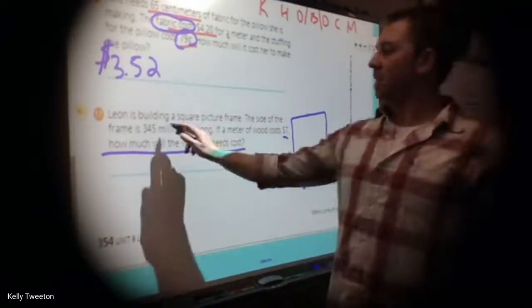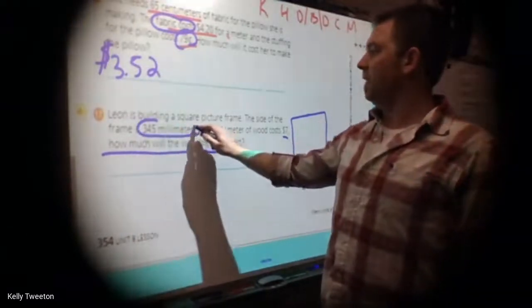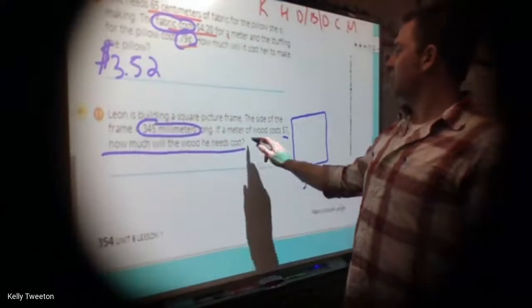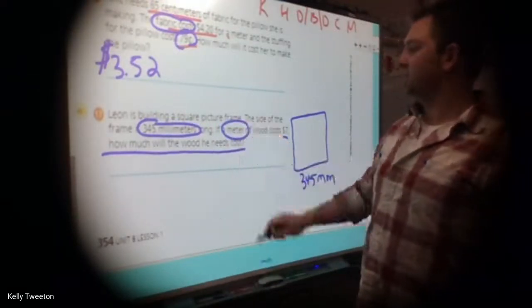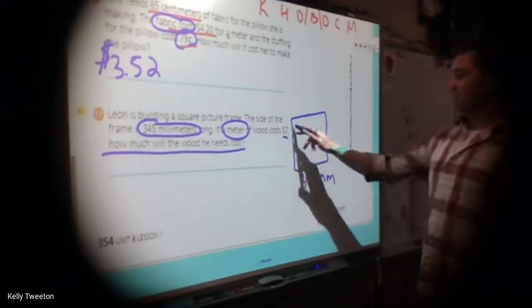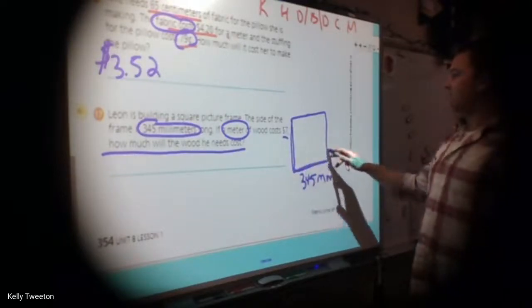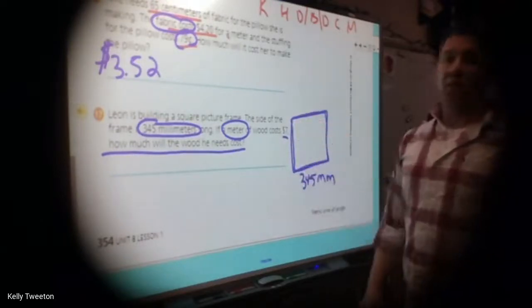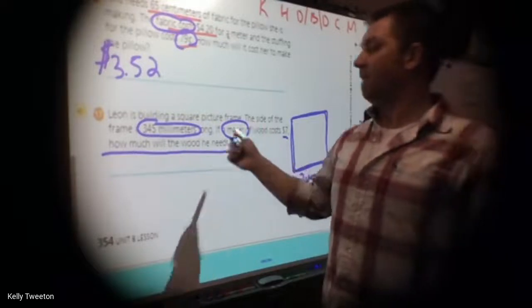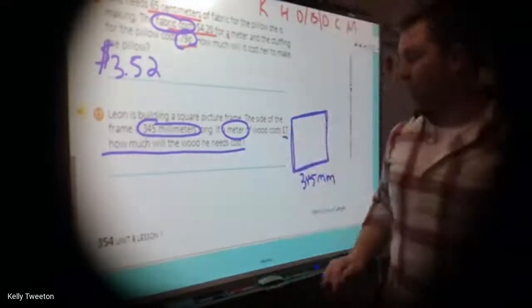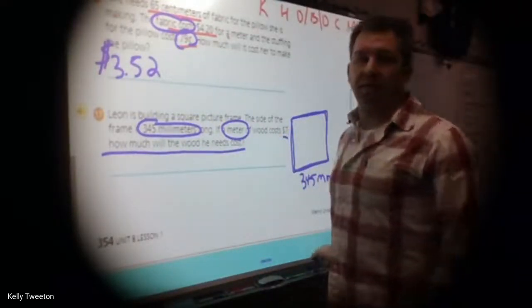I'll give you a hint. Right here, they're doing it in millimeters. You need it in meters, right? And remember, there are 4 sides to a picture frame. So you have to do a little bit of adding, and then you might have to do some multiplying. So go ahead and try that one on your own. See what you can get. I will stop the video here and see what you get.